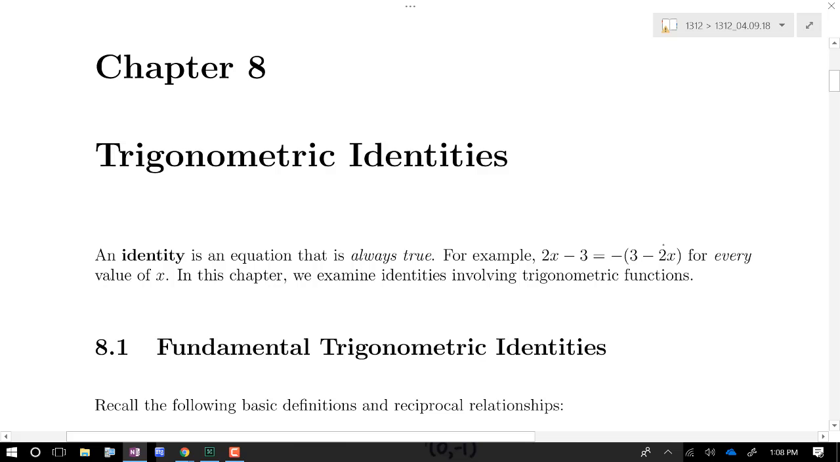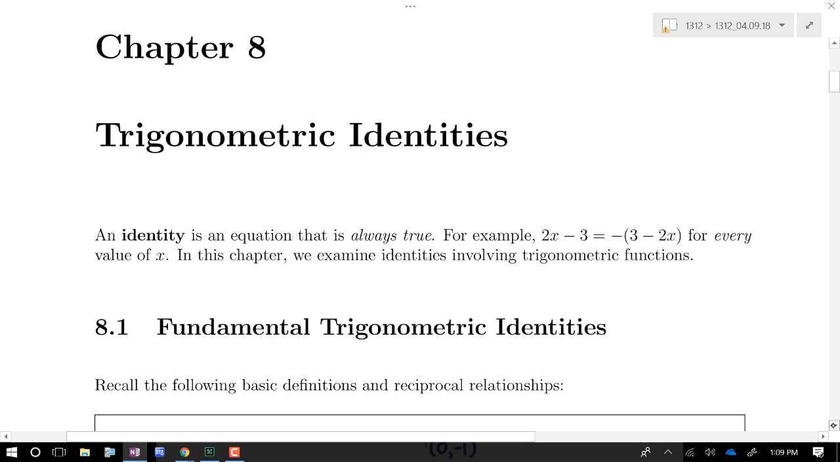If you distribute this negative, you'll get this expression. In a sense, you could say by distributing that negative, you're sort of proving that that identity is true, right? Not very much work involved, but as a demonstration of its truth. That means no matter what value of x you plug in, this side will always give the same value that side does. We're going to be working with identities that involve trig functions.